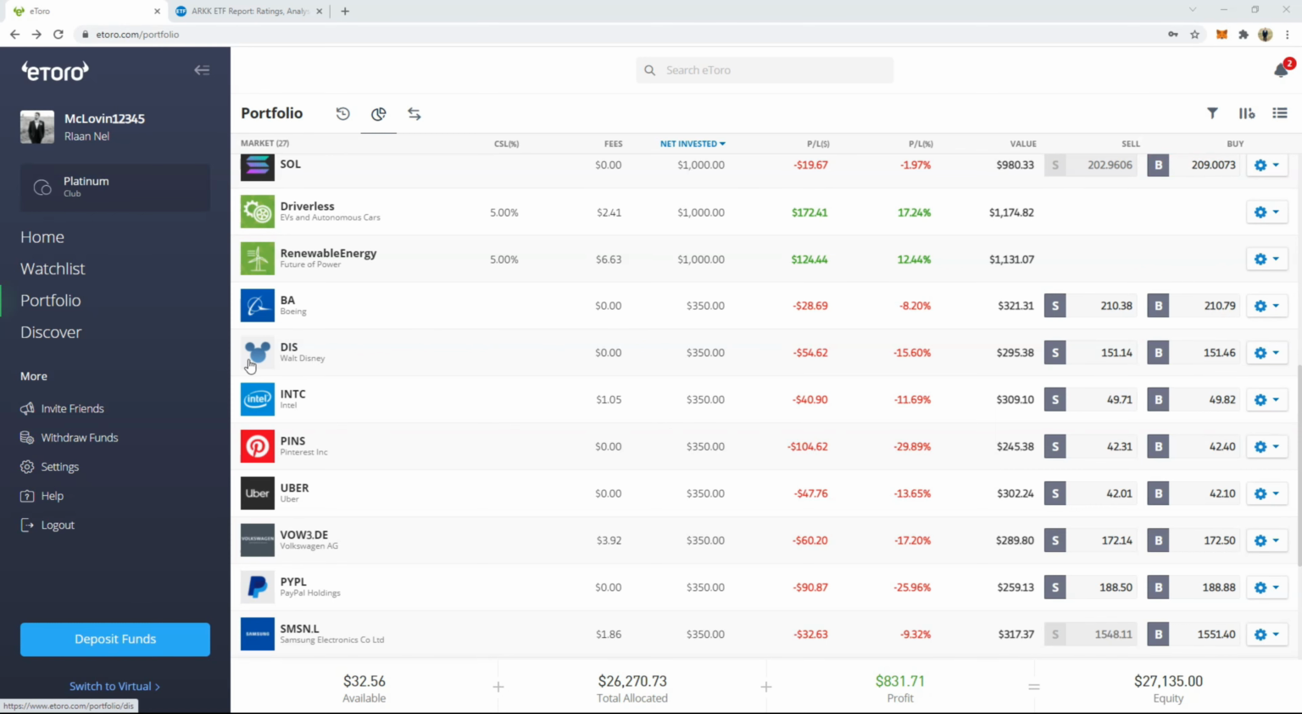Then also Disney. This is one of my metaverse picks. I want to just up my stake a little bit in Disney. I also want to add Snapchat. I want to add Unity software. There's a few stocks that I want to add in terms of metaverse, just the whole metaverse revolution coming.